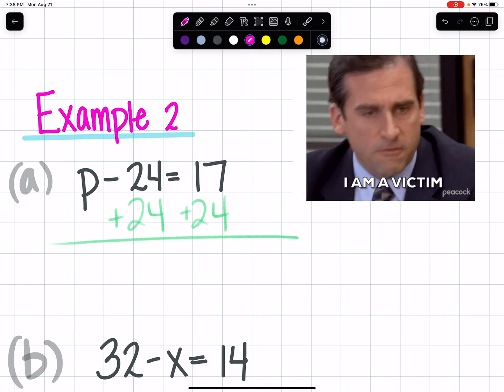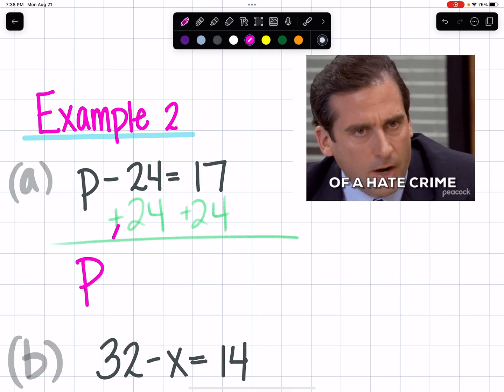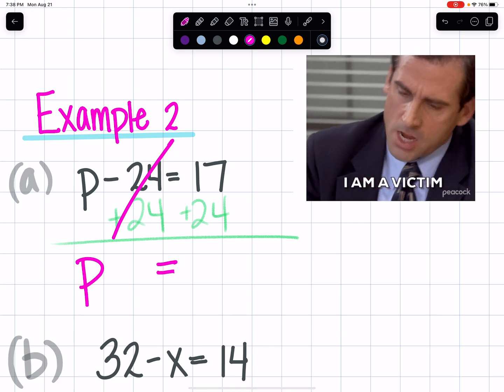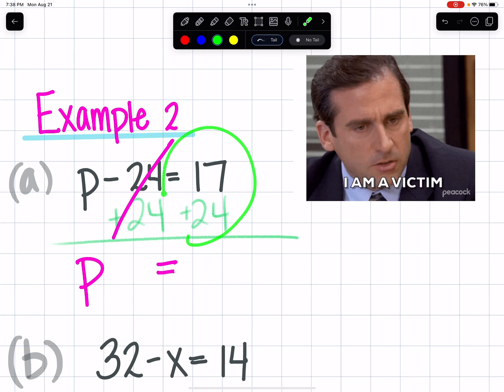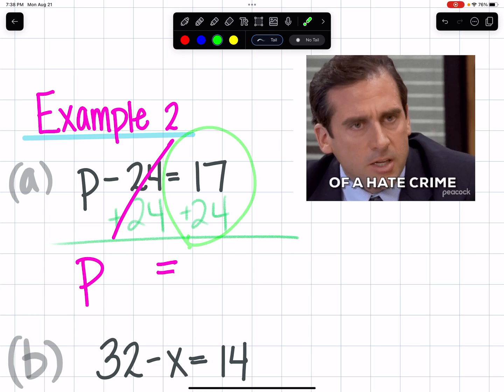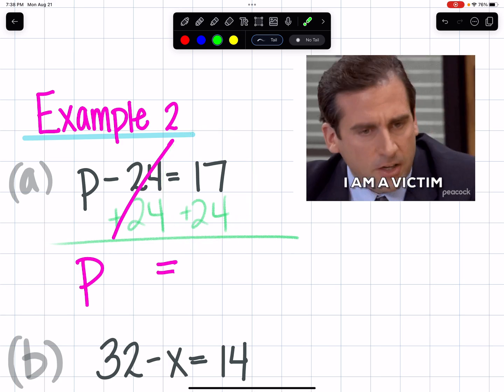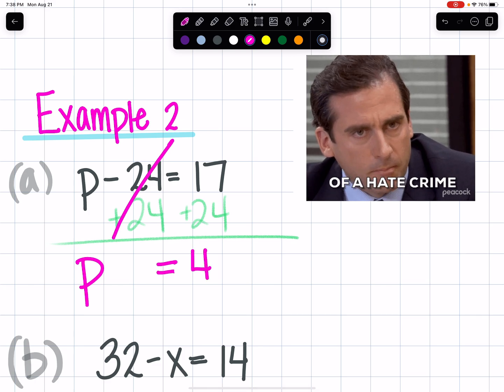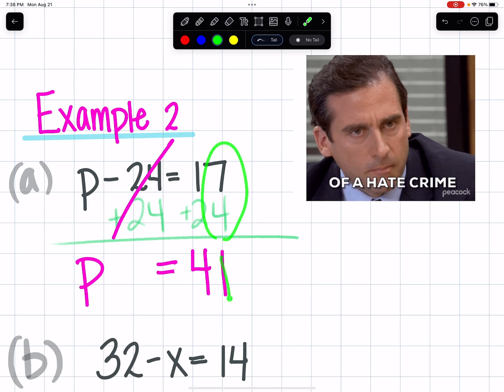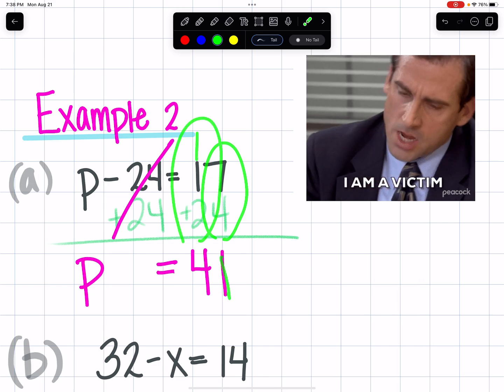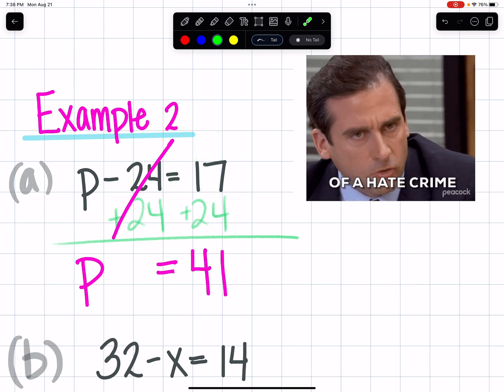And then when I do the math there, I've got P. This cancels out, so I'm going to bring down the equal sign, and then all I have to do is 17 plus 24. So I'm going to add those things together. 17 plus 24, the answer is 41. Right? Because 7 plus 4 is 11, carry the 1, 2 plus 1 plus 1 is 4. So P is 41. Okay, easy.